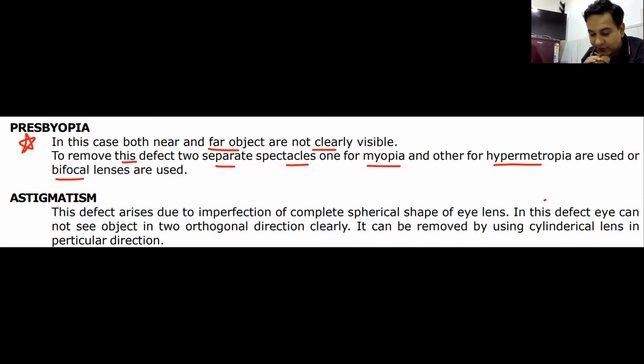My mother's case is different. She has bifocal, and she does not use that line wala lens. She uses a combination lens. That is the next defect. You must know all these defects.